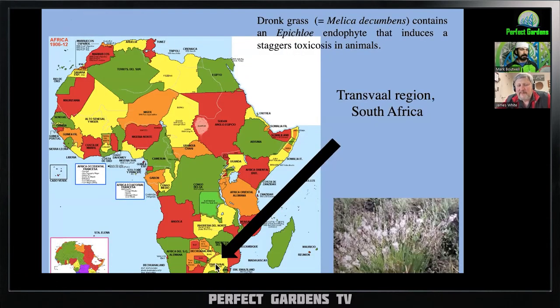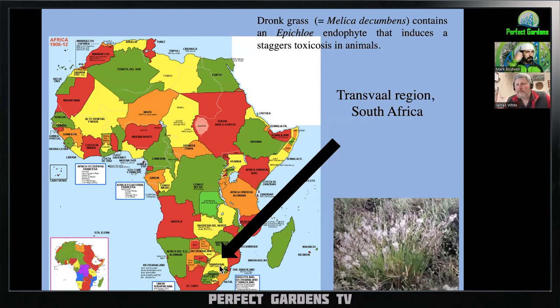Yeah, in South America there's another one of these. All over the world, there are these plants. I'm talking about grasses now. These are some of the endophytes that I personally discovered. But all over the world are these grasses.